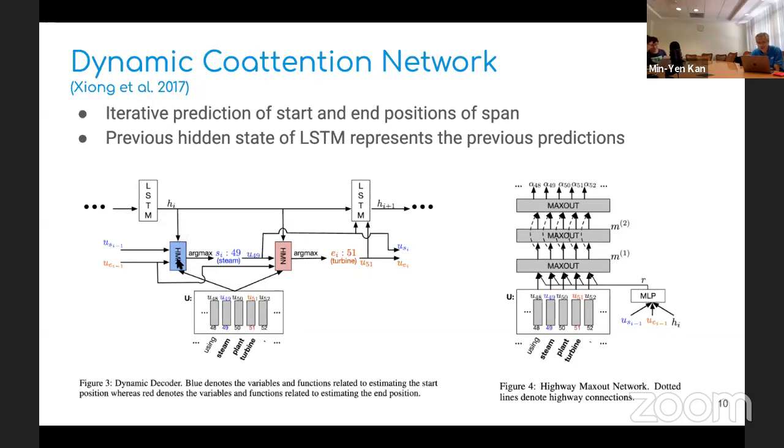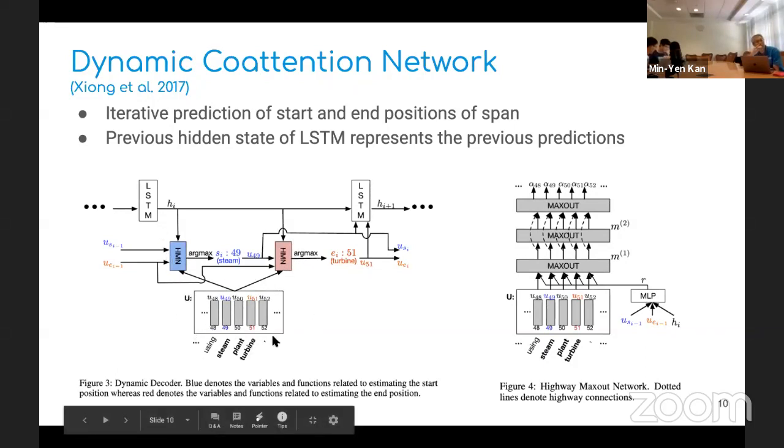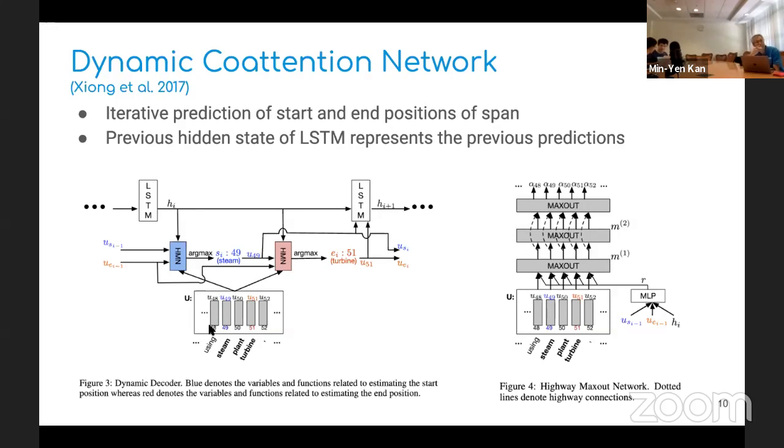So the blue and red basically represent the start and the end prediction, the start and end span, the start and end position prediction. What these two networks take in is the U from the previous slide, the encoding of all the attentions from the document to query and query to document. And within each of these blue and red boxes is this thing they call a highway maxout network.